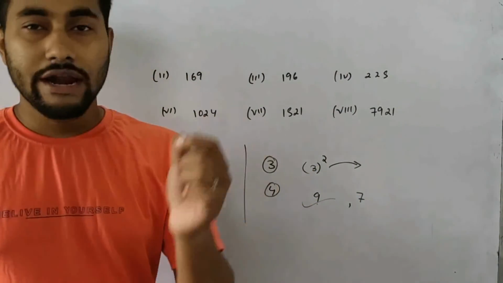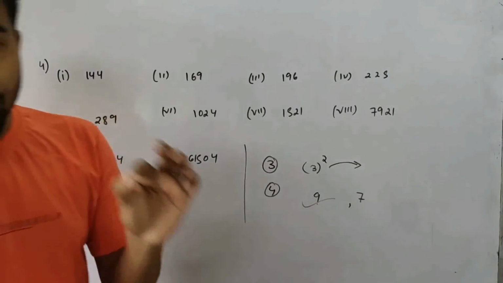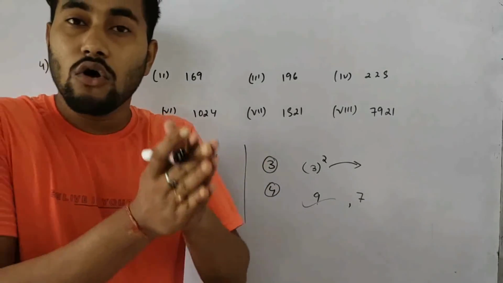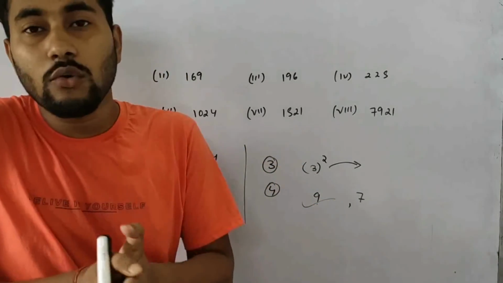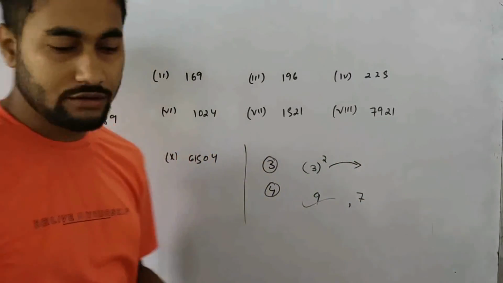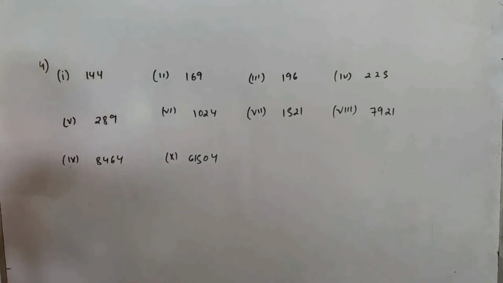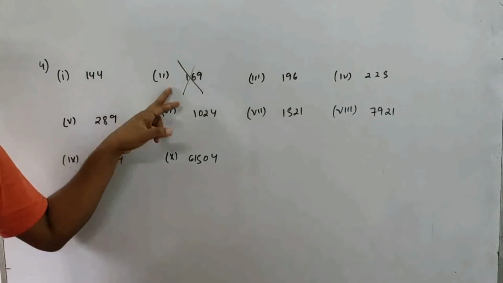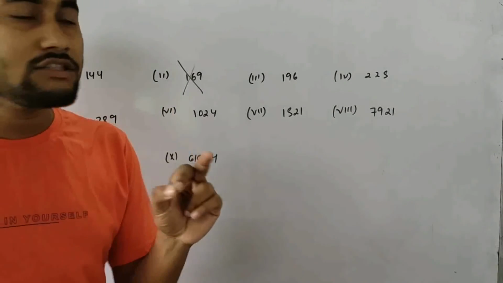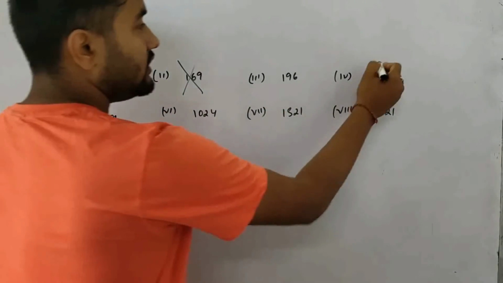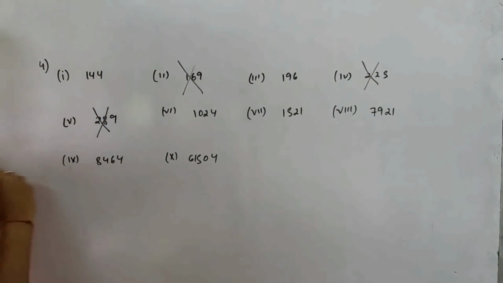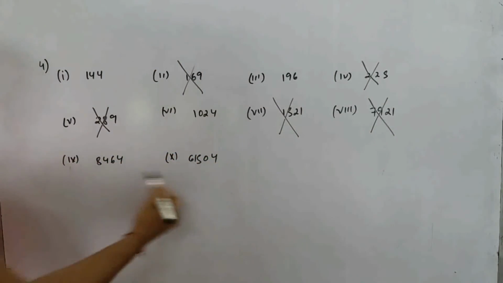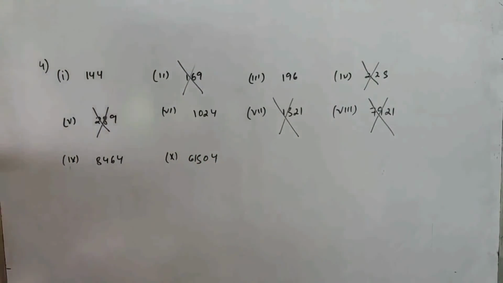In question number 4, at first the number has to be even, as it is said. Then that number also has to be a perfect square, meaning the square of some number. Only even will not work. Now let us see. We need even, so this is odd. Yes, 169 is 13 square, but it is odd. 289 is odd, 1521 is odd, 7921 is odd. And these are even.